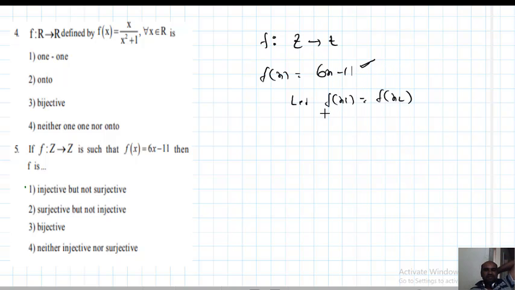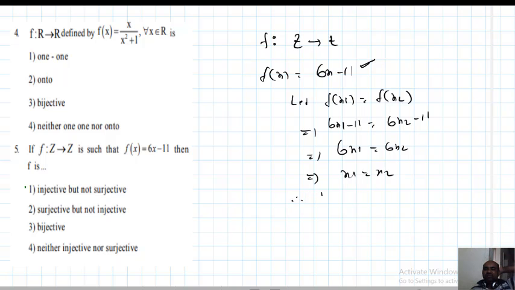Okay. Let f of x1 equal f of x2. 6x1 minus 11 equal to 6x2 minus 11. 6x1 equal to 6x2, adding 11 on either side. Divide by 6 on both sides: x1 equal to x2. Therefore, f of x1 equal to f of x2 gives x1 equal to x2. Therefore, f is one-one. f is one-one, completed.